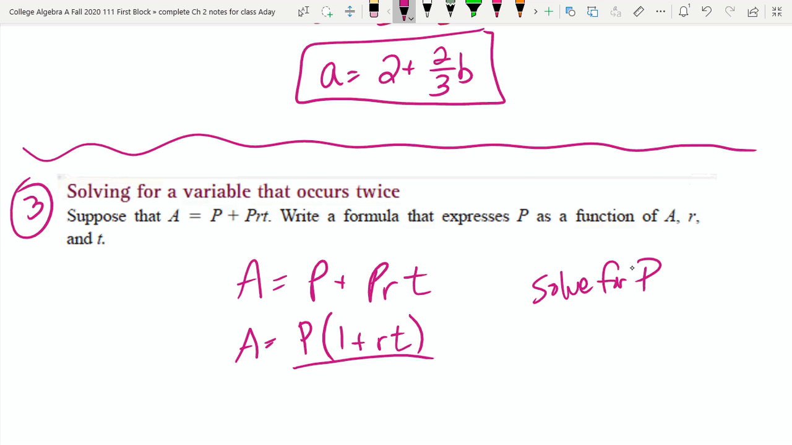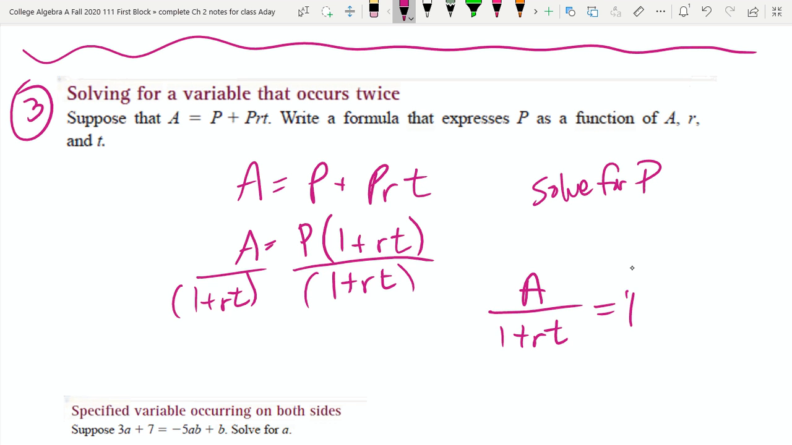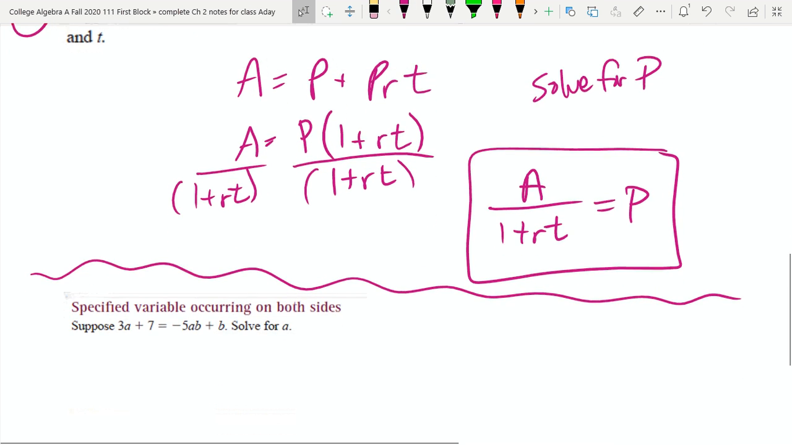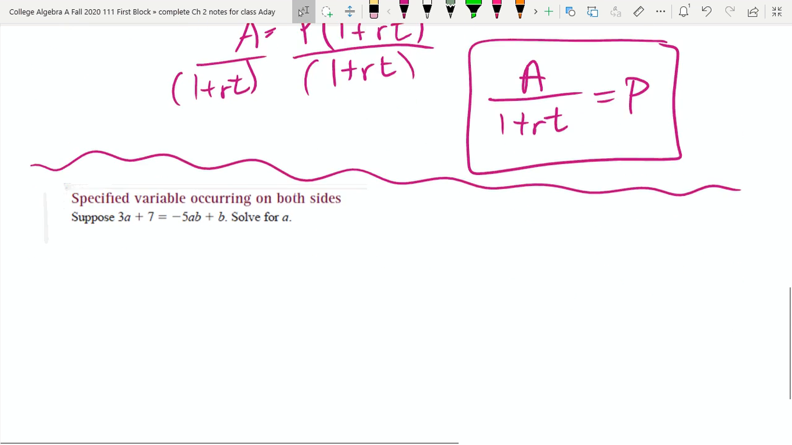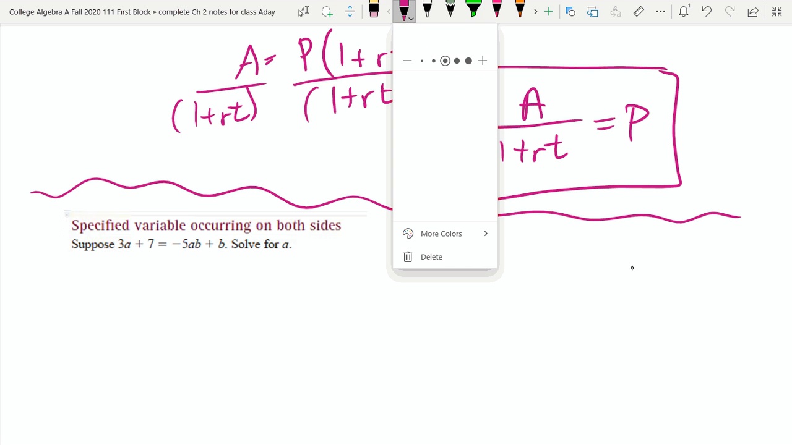So now I have P multiplied by something. So I'm going to divide both sides by 1 plus RT. So P equals A divided by 1 plus RT. So the key on that one was undoing the distributive property. All right, and then the last one here, a specified variable on both sides. So let's see what to do with that.